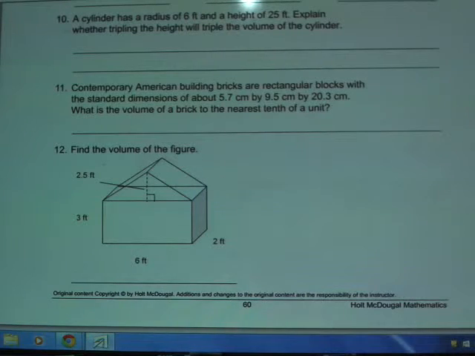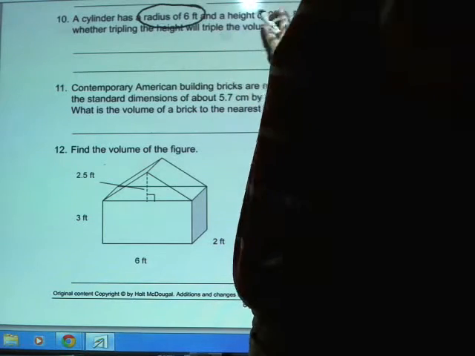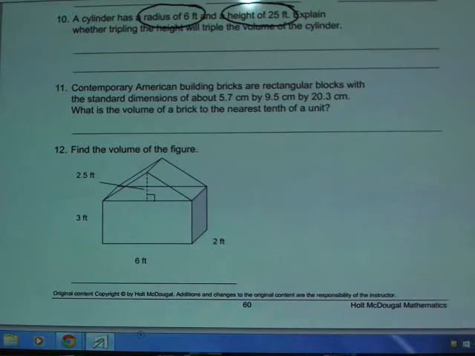A cylinder has a radius of 6 feet, that's going to be a key piece of information, and a height of 25 feet. Explain whether tripling the height will triple the volume of the cylinder. Alright, so instead of thinking about it, guessing, let's just calculate it twice and come up with the answer. Alright, formula here, in case you've forgotten, is pi r squared h.